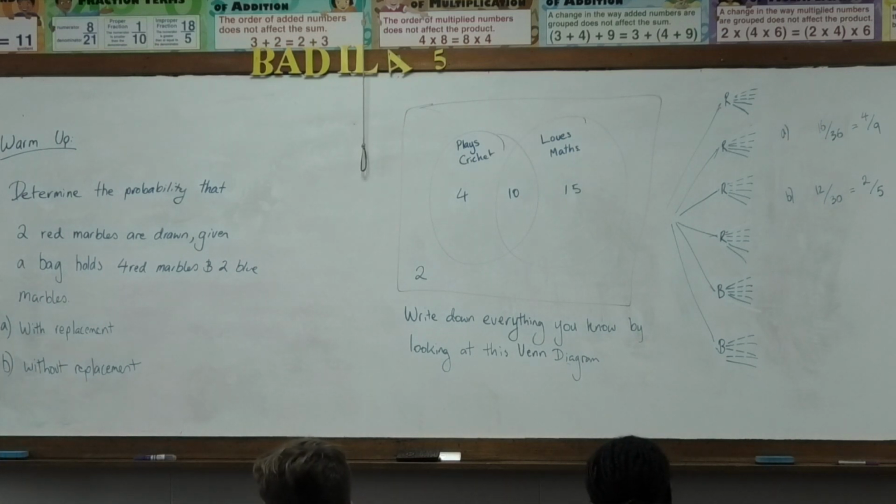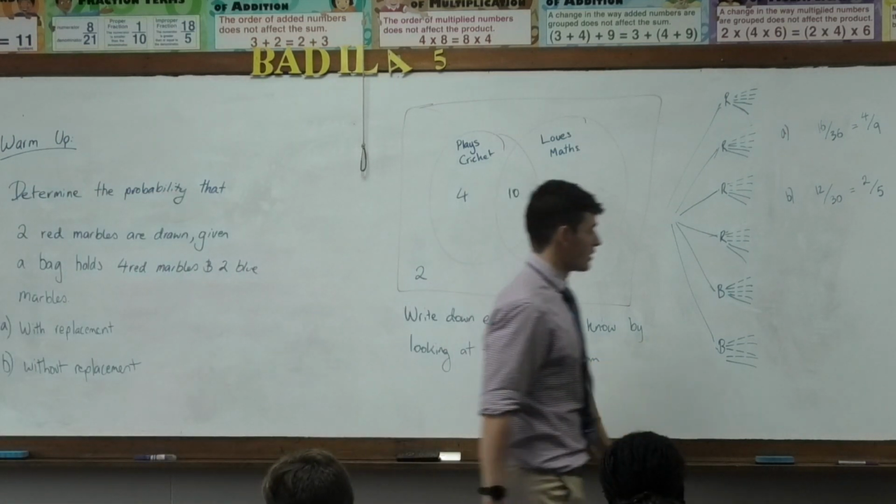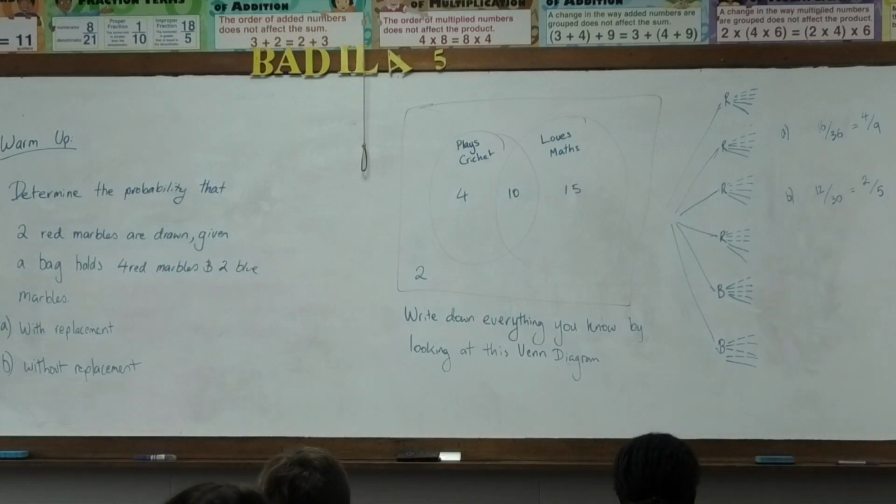What I want you to do now is tell me everything. I want you to write down, I'm going to give you 1 minute to write down everything you can see about this Venn diagram. I'm short of a good marker, so sorry about that, but that's where we are. So you'll see there's a purple box on the outside. I want you to give me everything you know about that Venn diagram, or that scenario.